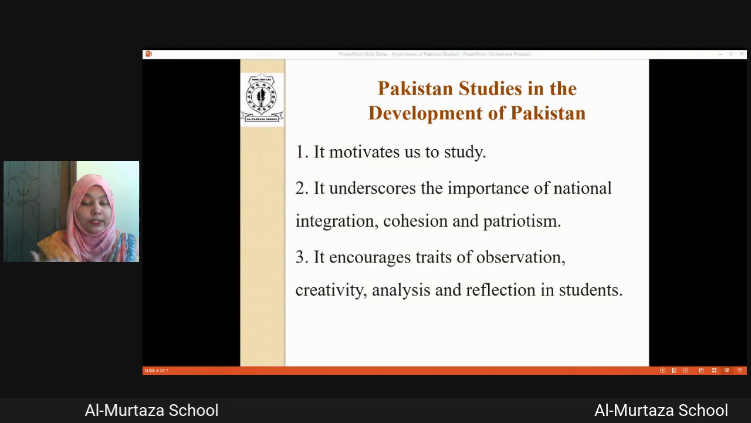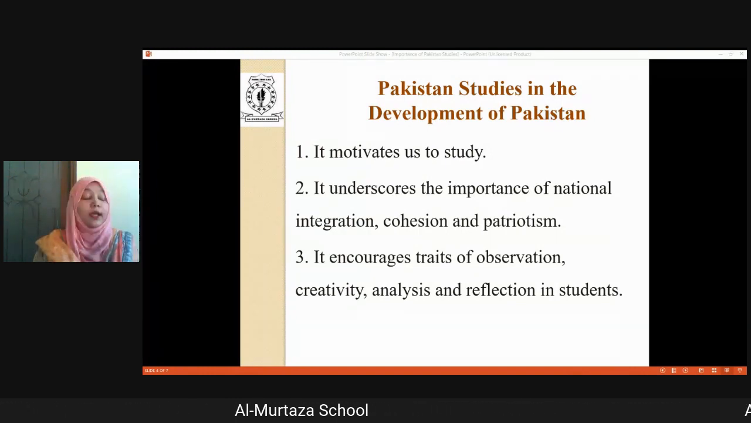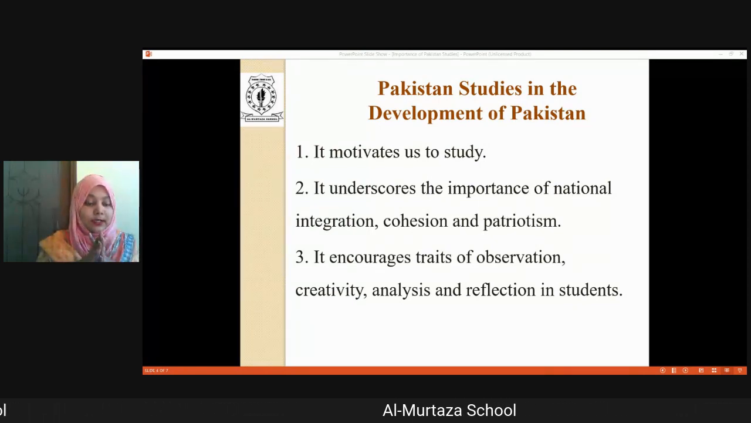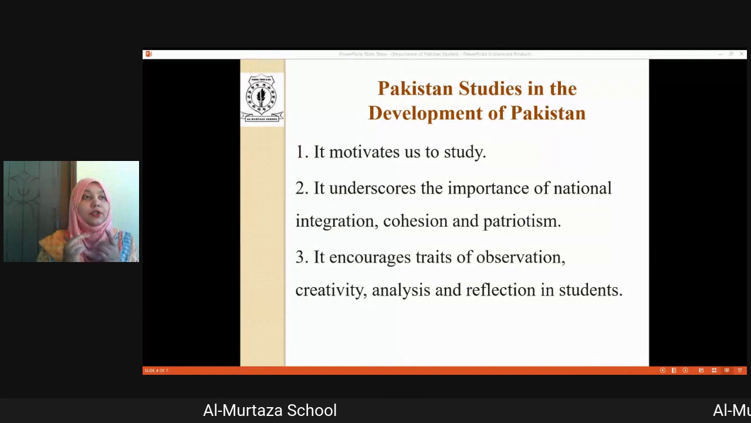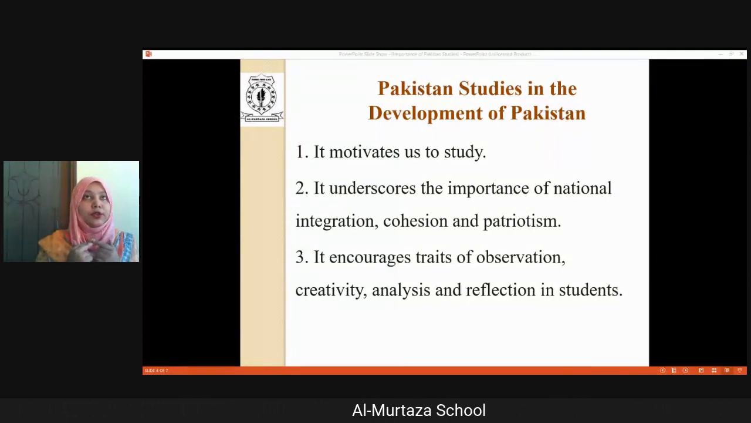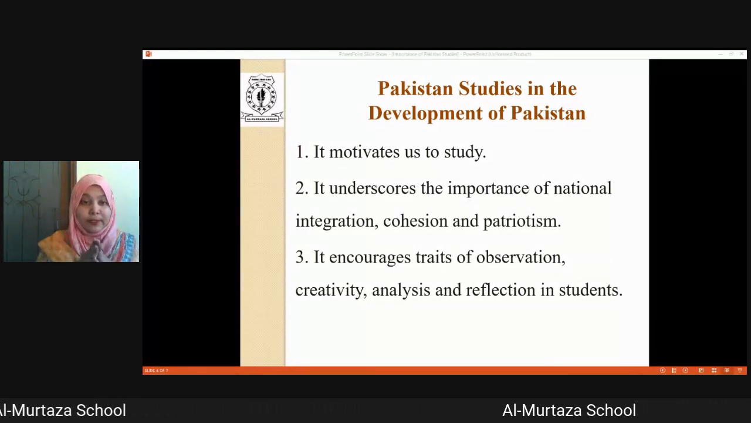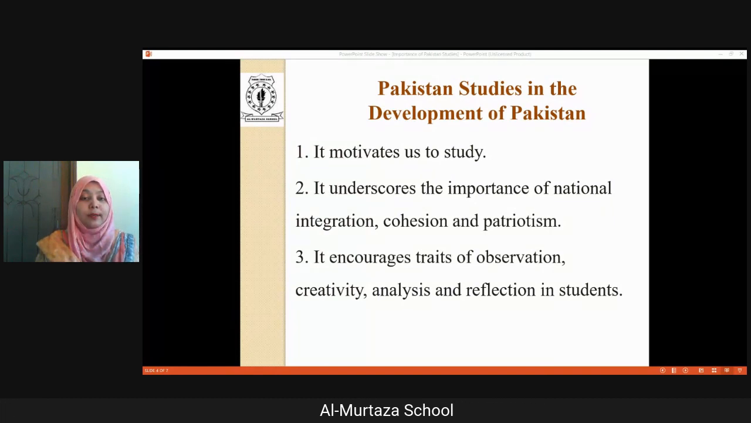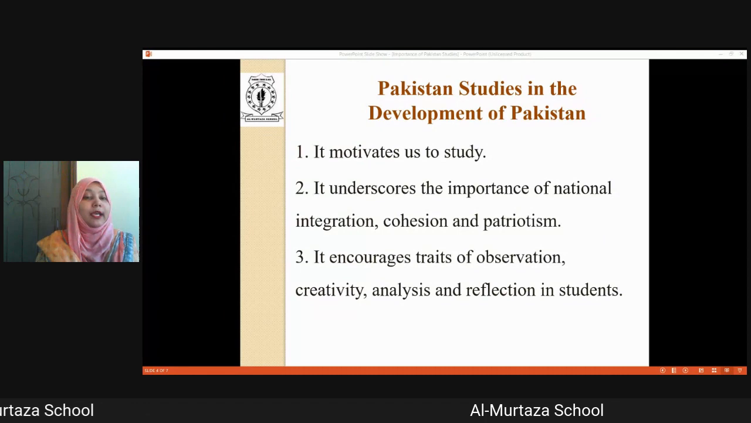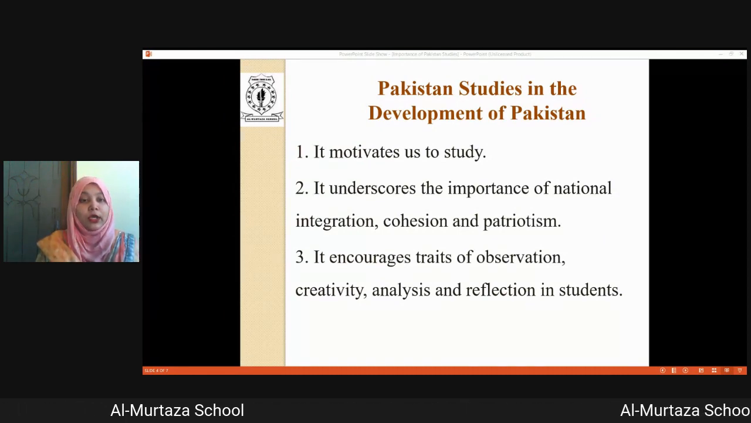The second point is it underscores the importance of national integration, cohesion, and patriotism. Yes, national integration basically means that you're uniting nations, and how are nations united? It is united through trade and commerce. It is united through celebrating different cultures. It is united through multiple things. Here we are talking about integration of different countries, the neighboring countries of Pakistan, and yes, about those countries as well who have merged into this aspect.